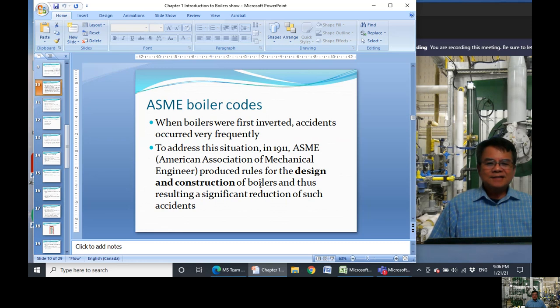Now I highlight the design and construction. Even to this day, the ASME code only deals with new design and construction. They do not deal with repair. So if you want a code book for repairing the boiler, you have to go to the NBIC, the National Board Inspection Code, or API 570. API is the American Petroleum Institute. They have something about the repair of the boiler. CSA B51 has a little bit too, but not really much about the repair of the boiler.